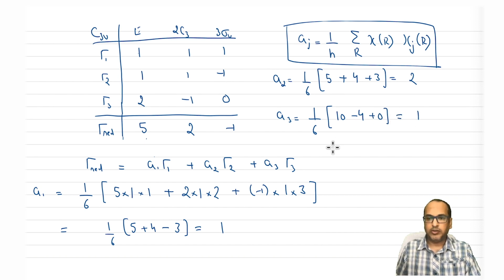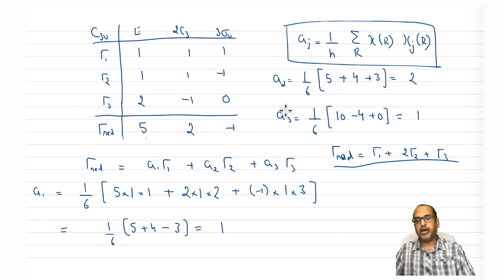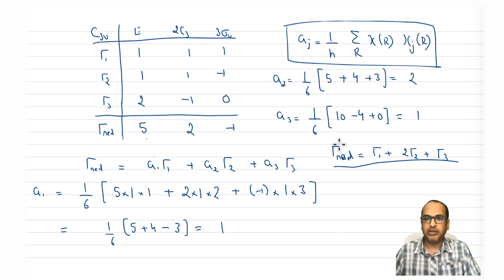1. So that way I can say that tau reducible is equal to tau 1 plus 2 tau 2 plus tau 3, right? So this is a very, very important result, that now we are able to write any given reducible representation as a linear combination of irreducible representations. We will see how important this is when we get down to applications.